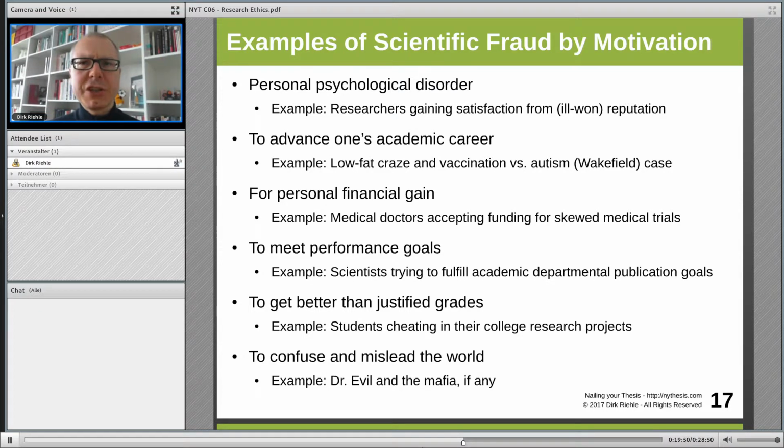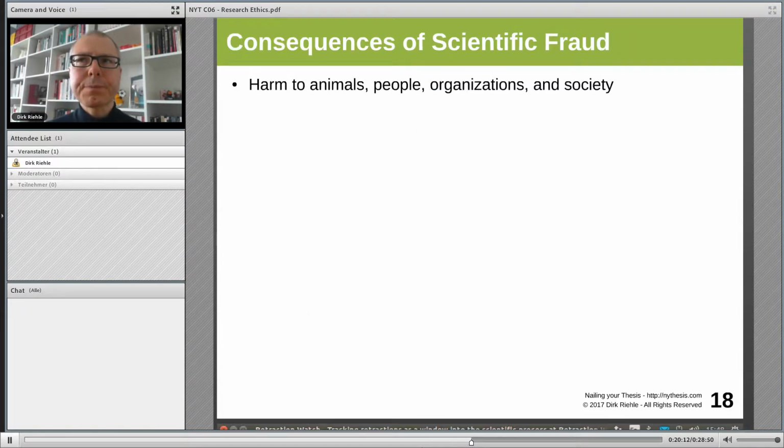The final motivation to confuse and mislead the world, assuming bad faith like this, to my extent, that really doesn't happen. If at all, that's probably a fantasy. Pure malevolence, I don't think exists a lot, significant amounts in research.